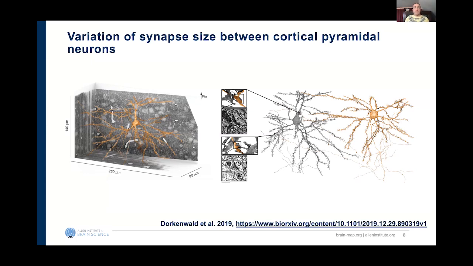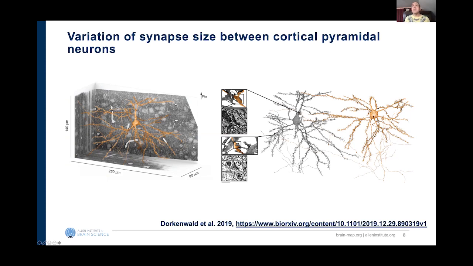And this is the work from Sven Dorkenwald, a PhD student with Sebastian Seung. And for that, we use our smaller data set that you see on the left. And here's an example of two pyramidal cells. Those are the layer 2-3 pyramidal cells. That's the cell type that we'll be looking at here.